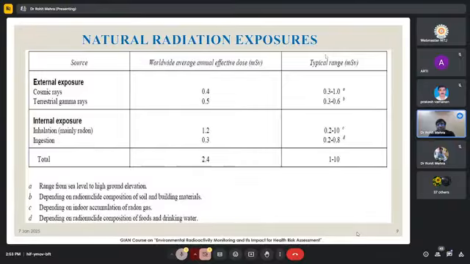Similarly, for ingestion, it ranges from 0.2 to 0.8. Ingestion depends upon the type or composition of food and drinking water which we take in our day-to-day activities, and the worldwide average is around 0.3. So if you combine 0.4, 0.5, 1.2 and 0.3, you get a total worldwide average annual effective dose of 2.4 millisieverts, out of which nearly 1.2 comes from radon only.